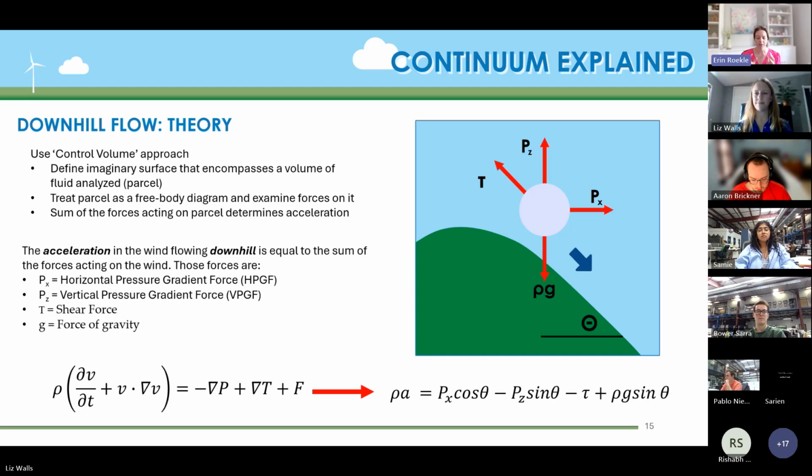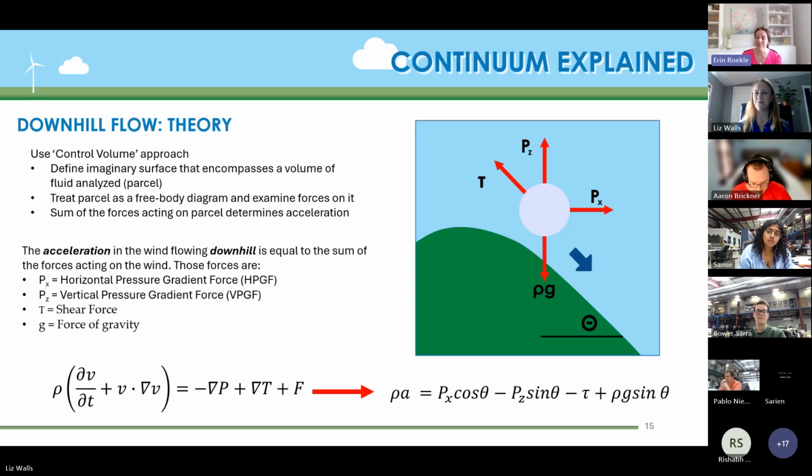So we're going to take that blob of air and say, okay, what are all of the forces that are acting on it? And then can we use that equation that Liz was just mentioning and see what the acceleration is going to be? So we've got a little cartoon graphic to show this. We've got our little blob of air, and it's going to be moving downhill. And we've got four different forces that we're looking at in general.